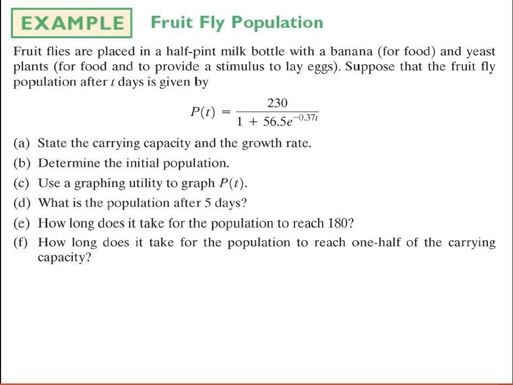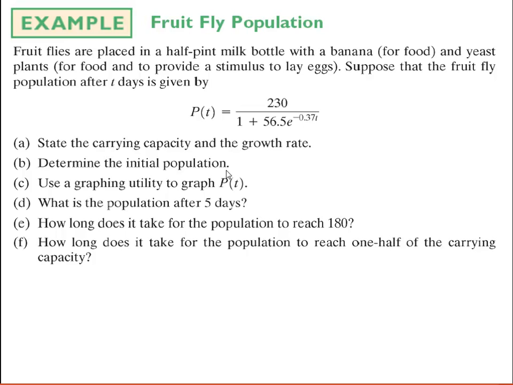And the reason that this fruit fly population is going to obey a logistic model is because we've put them in a half-pint milk bottle. So there's only so much room for them to grow, and at some point, there's a limitation to their growth. All right, so we're using a logistic growth model here. We can see from this model, here's my carrying capacity. So we've predicted that we're going to have 230 fruit flies in our model. And we can see here's our decay rate. Our decay rate is going to be about 37%.